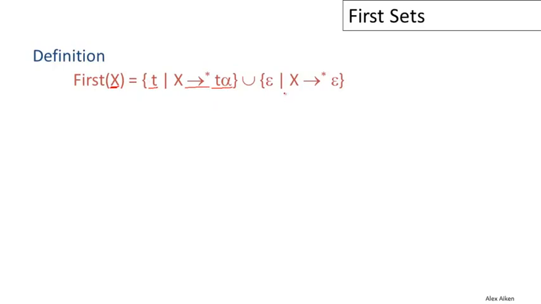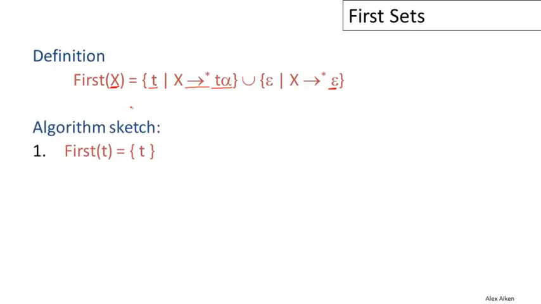Now, for technical reasons that will become clear in a minute, we also need to keep track of whether X can produce epsilon. Even though epsilon is not a terminal symbol, if X can go to epsilon via zero or more steps, then we'll say that epsilon is in the first of X. And this turns out to be needed. We need to keep track of whether things can produce epsilon in order to compute all the terminals that are in the first set of a given grammar symbol.